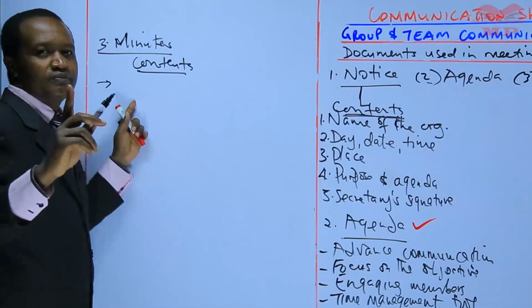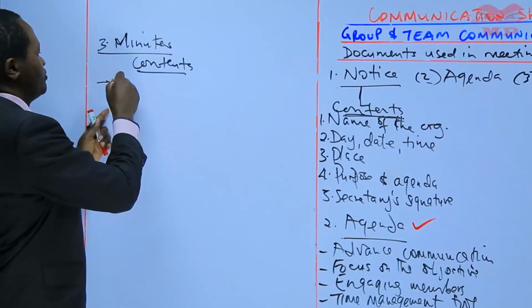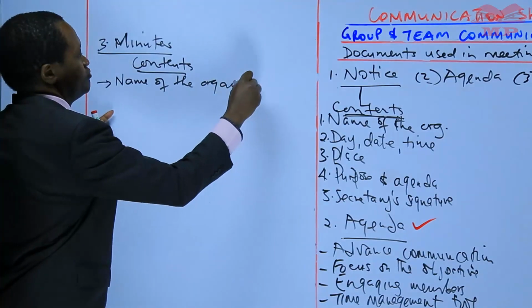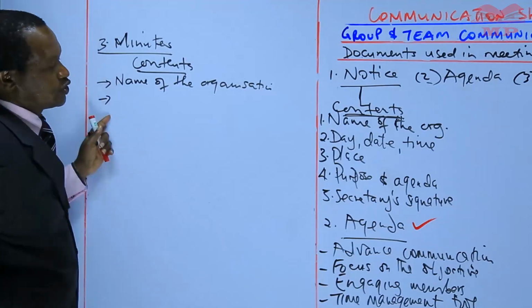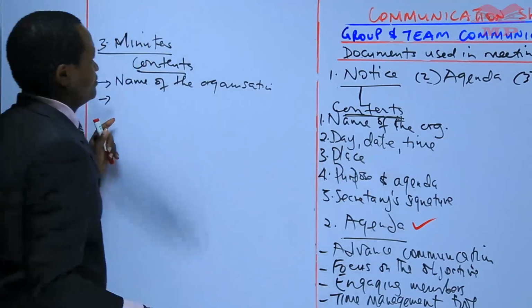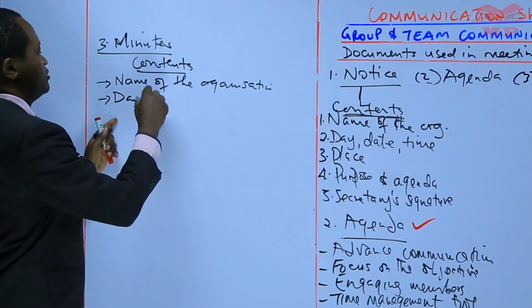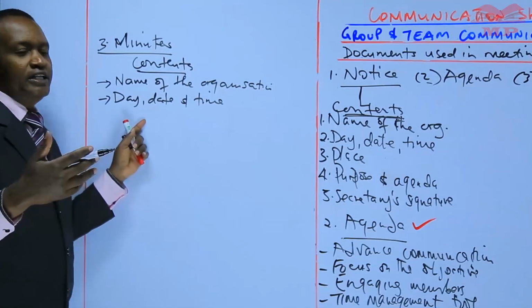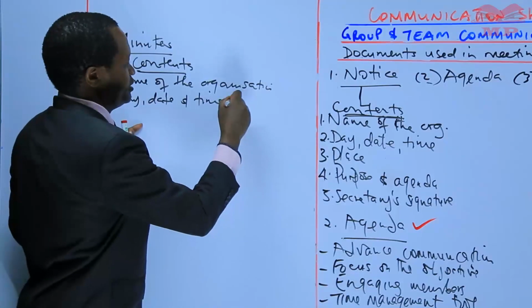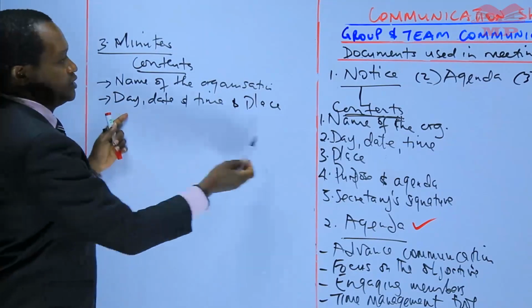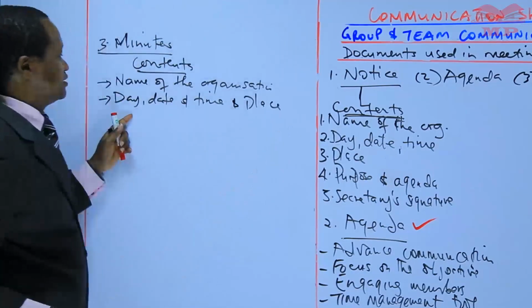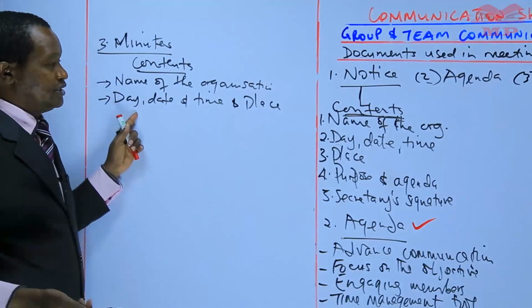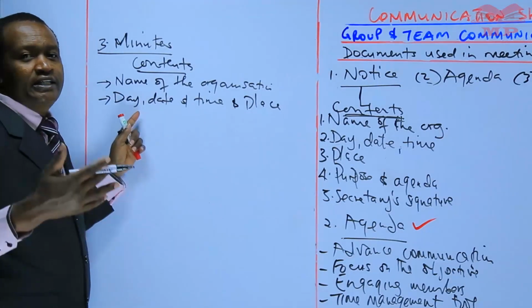Minutes must contain the name of the organization. Minutes must also contain the day, date, and time when the meeting is held, together with the place. Day, date, time, and place. When you write minutes, make sure the minutes are dated. There is the time, the date, and the day.